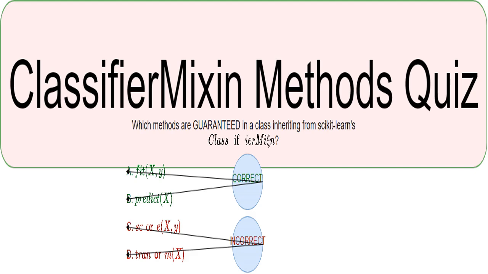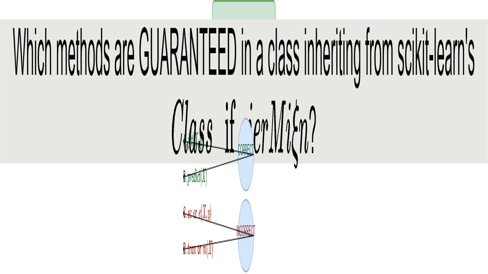This quiz challenges you to identify which methods are guaranteed to exist in any class that inherits from scikit-learn's ClassifierMixin. I'll explain what this means and how to solve it. Let's dive in. We're looking for the methods that must be present in any class that uses ClassifierMixin as its parent class. This is crucial for understanding the structure and behavior of classifiers in scikit-learn.